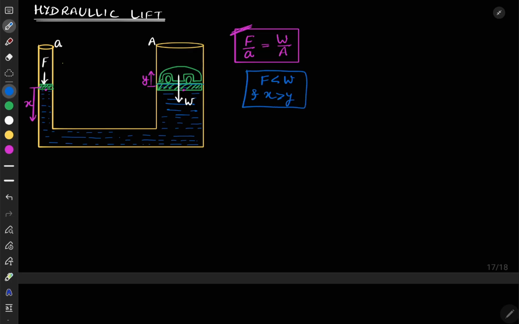So from here we can say that the work done by both pistons is the same, which means that energy is conserved. From this we can see that a smaller force F is required for lifting a weight W, but conservation of energy is not violated. We can say that energy is conserved here, because this smaller force moves a larger distance, while the larger force moves a small distance, hence the work done for both is the same.